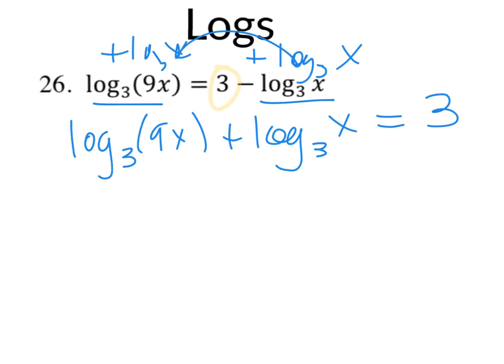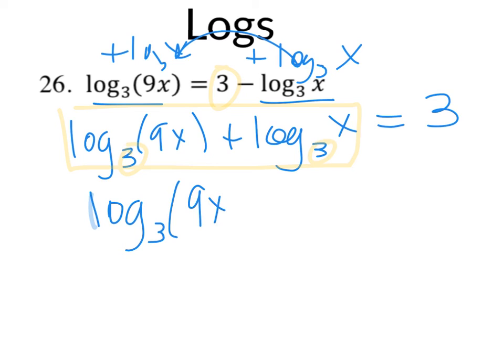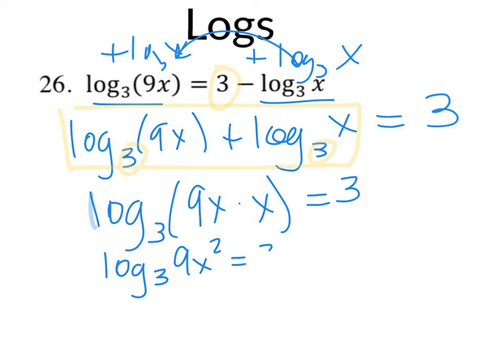Now that they're on the same side, and they're together, and they have the same base, we can use a log property. So we are going to use the product property. That means if these are added, remember when you multiply exponents of like bases, you add the exponents. So here we're going to write log base 3 of 9x times x equals 3. So once we do that, that gives us log base 3 of 9x squared equals 3.